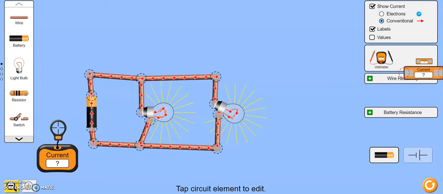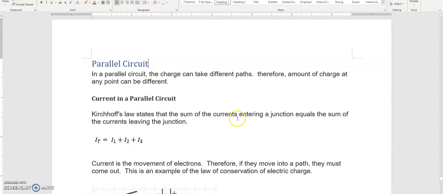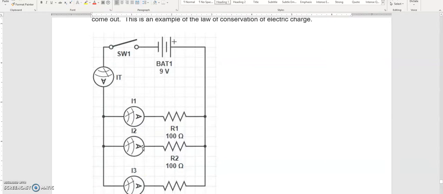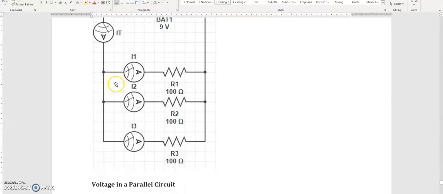Now, what does the law say? Let's take a look at our notes here. So, current in a parallel circuit. It says Kirchhoff's law states that the sum of currents entering a junction equals the sum of the currents leaving the junction. And that's what I just pointed out. When we have 1.8 amps coming in, it might split into 0.9 and 0.9 amps. But when they come back together, they must be the 1.8 amps again. So in a particular case, this current and this current and this current, I1, I2, and I3, must add up to the current through here, the I total.